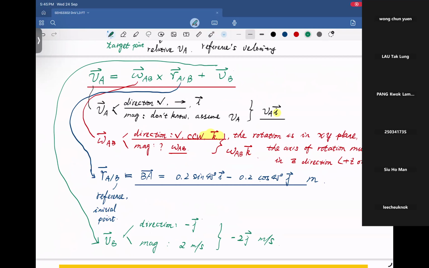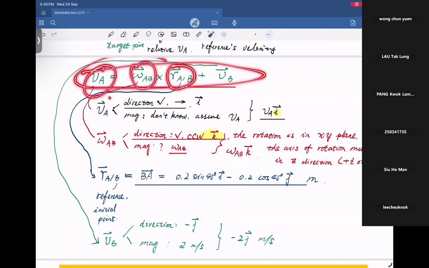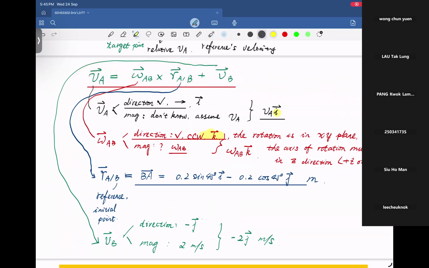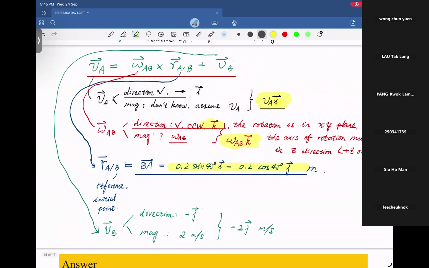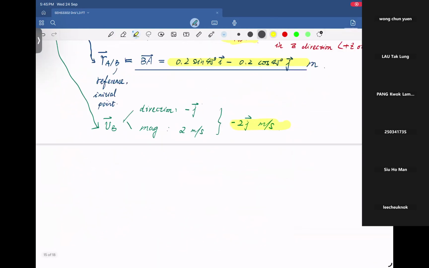So up to now, we can highlight what we have in the formula. For each item, VA, omega AB, R A/B, and VB: VA is VA I, omega AB is omega AB K, R AB is this one, and VB is this one. So there are two unknowns, VA and omega AB. So we put them together.